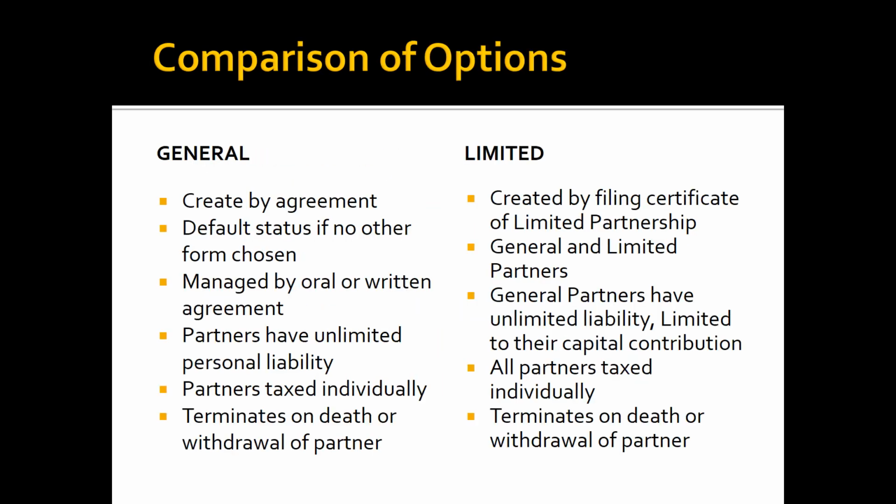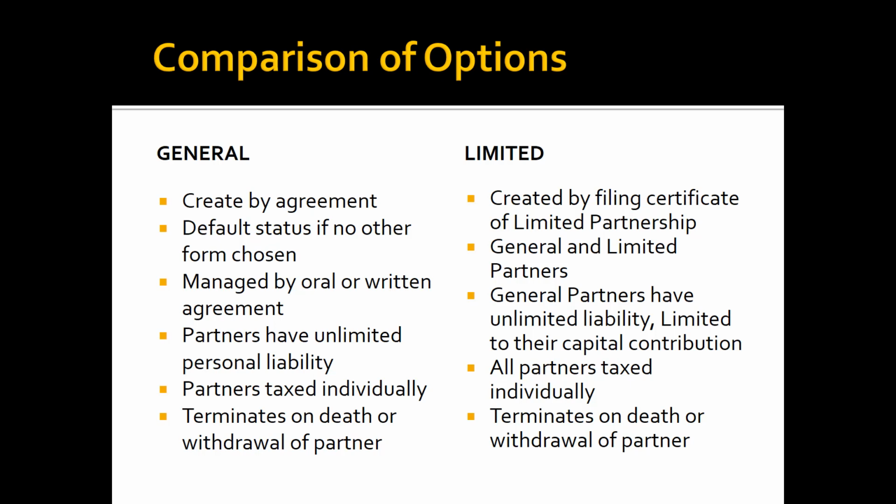So what do they look like? Here's the comparison. General partnerships are created by agreement, and are the default status if no other choice is made; everybody's a general partner for each other. It can be managed by oral or written agreement. Partners have unlimited personal liability. It's a tax reporting, not a tax paying entity. It terminates when a partner dies or withdraws.